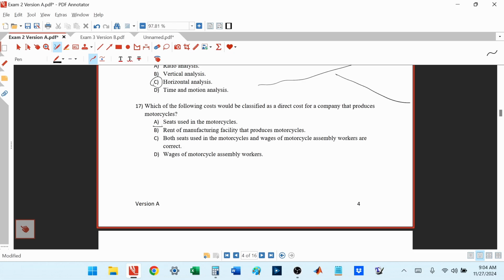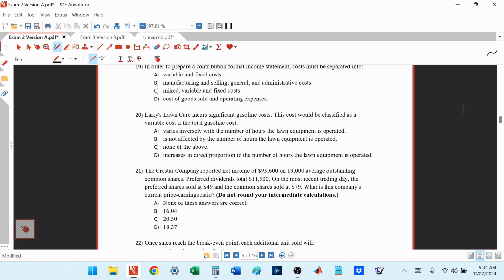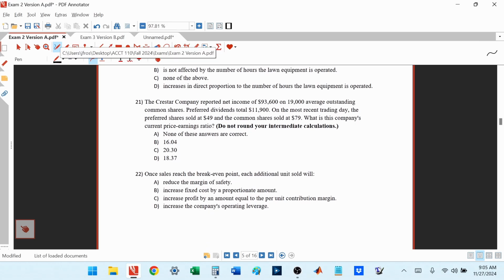So A is a direct cost. D is a direct cost. Wages of motorcycle assembly workers. We know for each motorcycle that was produced what wages were paid to the people that worked on that particular motorcycle, because a person, when they work on the assembly line, they clock in, they clock out, so we know exactly how much time they spent working on that particular motorcycle, and we know what their wage rate is, so we know exactly how much labor cost we incurred for their work on that particular motorcycle. So C is correct. So we did 17. Let's do 21. What is the company's current price to earnings ratio?